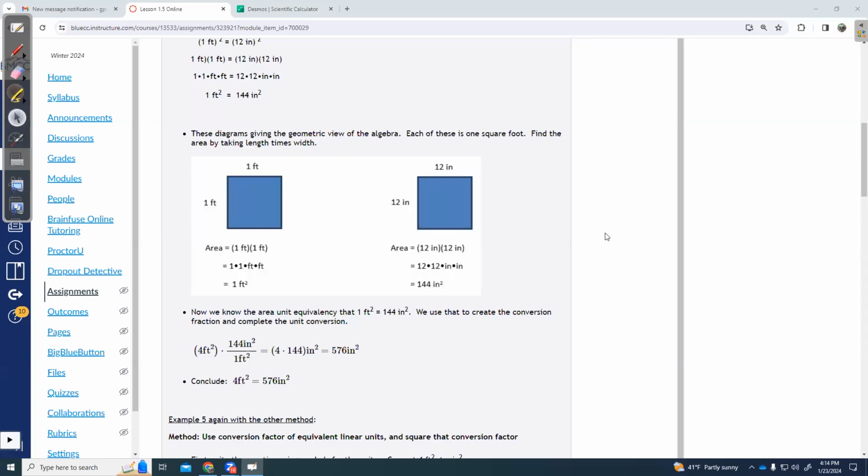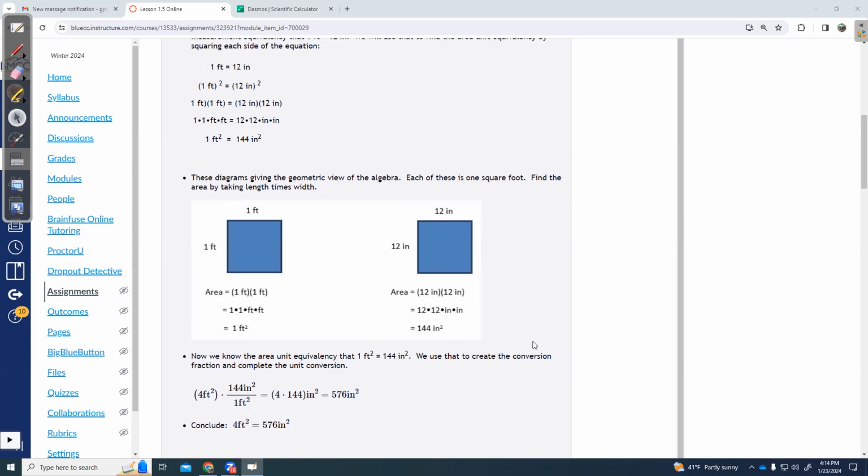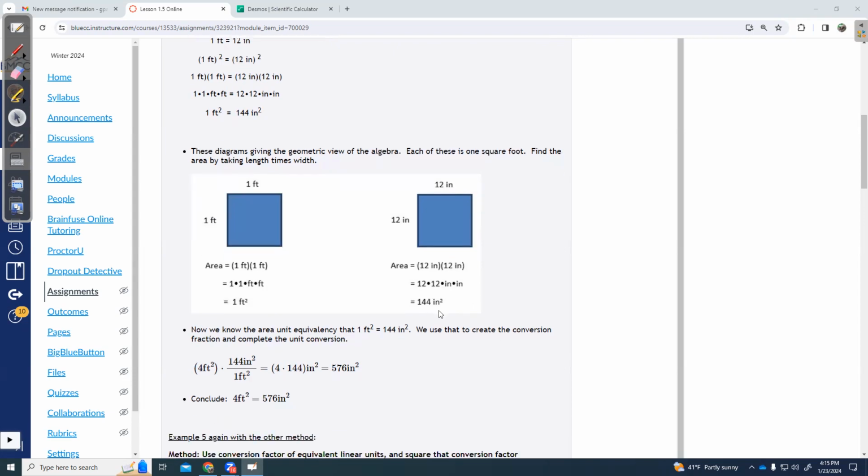So the last part of lesson 1.5 is going to look at some area and volume conversions. And the cool thing about area and volume is if you know a linear conversion, then you can easily find an area or volume. So for example, we know that 1 foot is 12 inches. And if we square literally both sides, we get 1 square foot is 144 square inches, right? 144 is 12 squared.